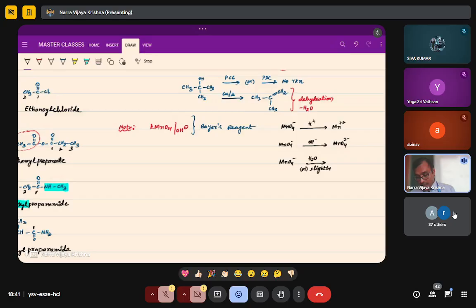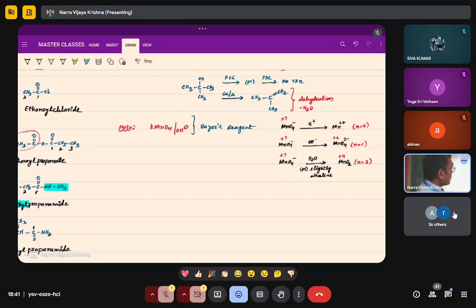Slightly alkaline or neutral, it will convert to MnO2. Here, manganese is in plus 7. Here, plus 2. Here it is plus 6. Here it is plus 4. What is the change in oxidation number? 7 to 2 means 5. Here, 7 to 6 means 1. Here, 7 to 4 means 3.